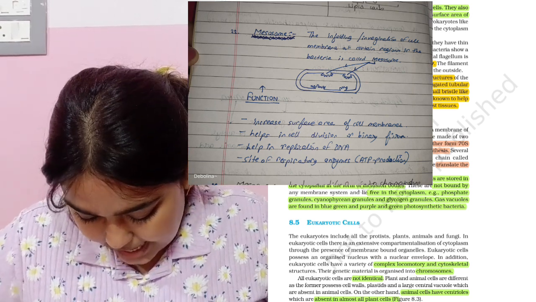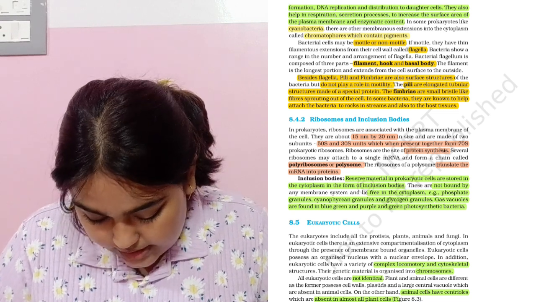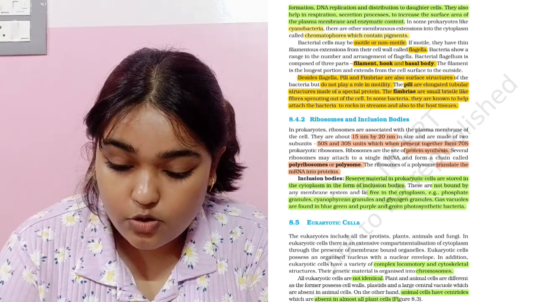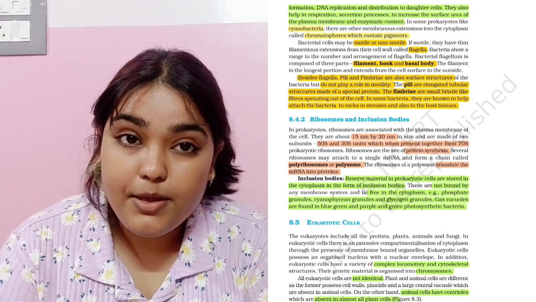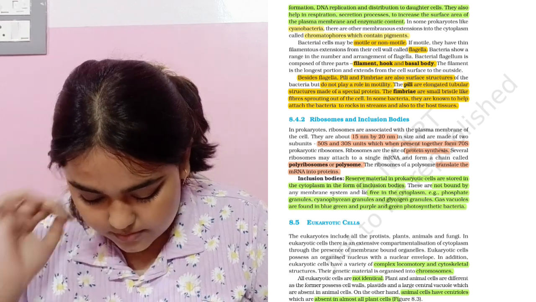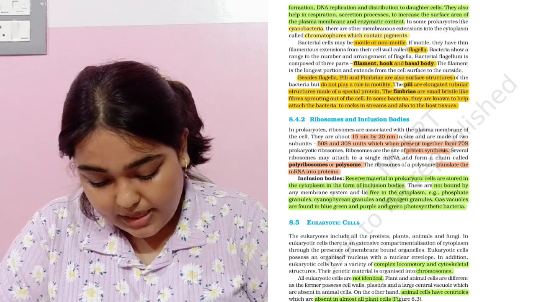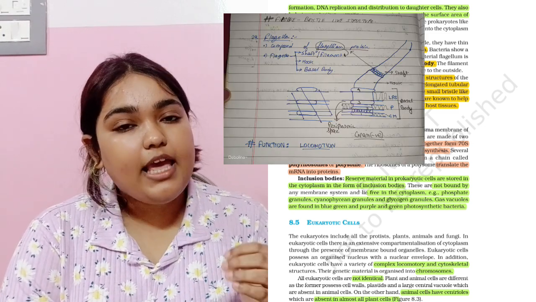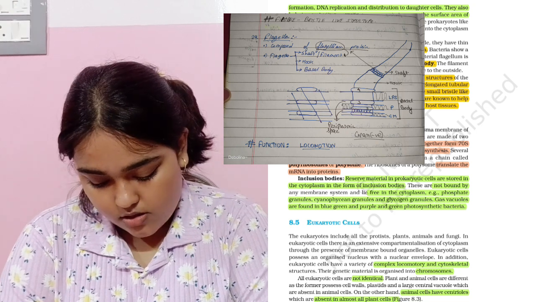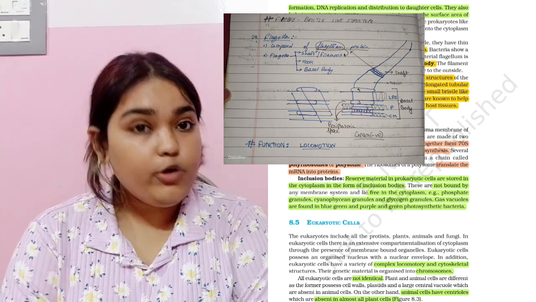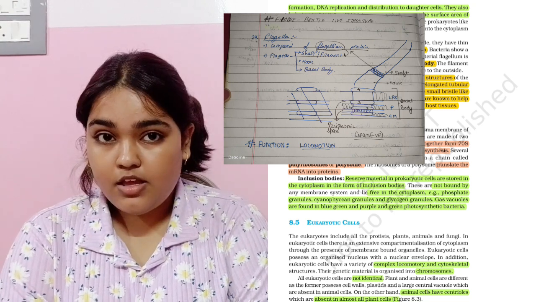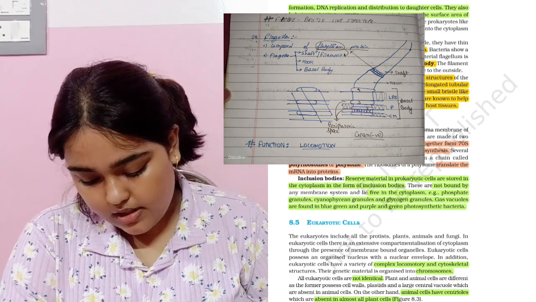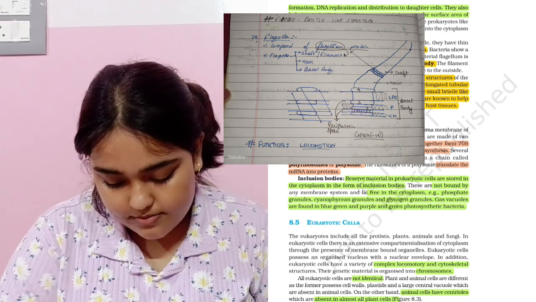In some prokaryotes like cyanobacteria, there are other membranous extensions into the cytoplasm called chromatophores, which contain pigments. Bacterial cells may be motile or non-motile. By motile, it means that they can move from one place to another, or they can be non-motile. Motility depends on the presence of flagella. If there is flagella, then it will move. In absence of flagella, it is known as non-motile.